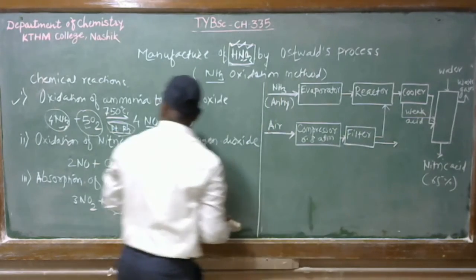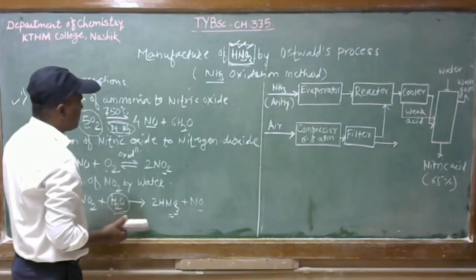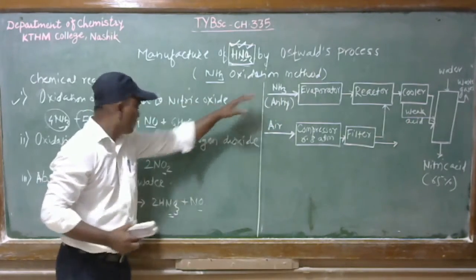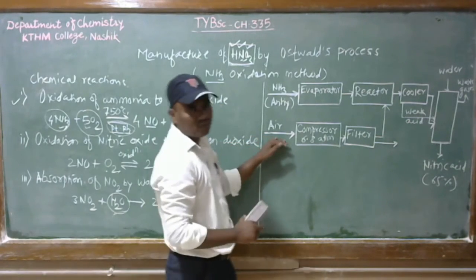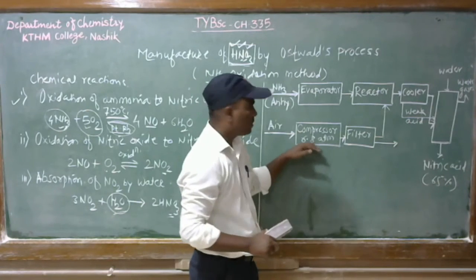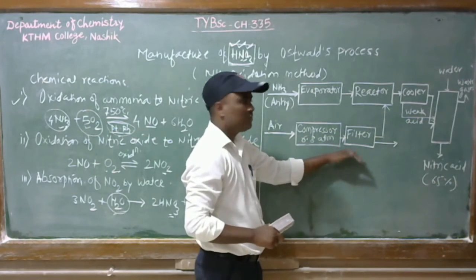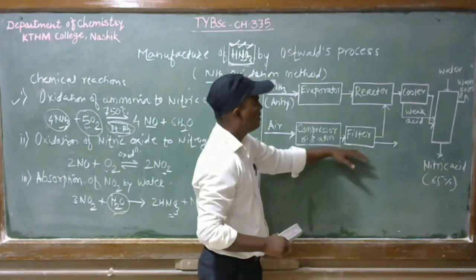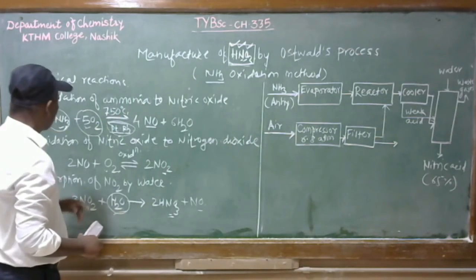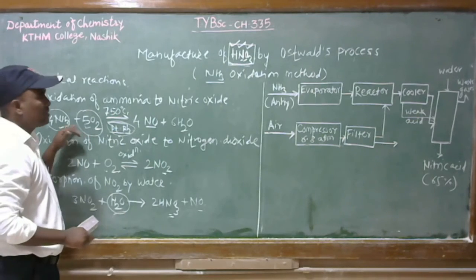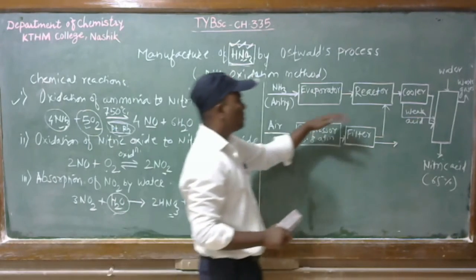So now this first step takes place here. Anhydrous ammonia is passed here from the evaporator, and the pure air is first compressed at 6.8 atmospheric pressure, filtered if any impurities are there, and passed into the reactor. In the reactor, the first step will take place, the formation of nitric oxide.